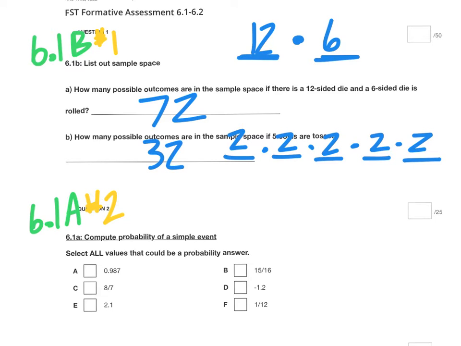Now the next one here says to select all values that could be a probability answers. Couple things you want to remember about probability. Remember, probability is anything between 0 and 1. It can't be negative and it cannot be greater than 1. So A does work because that's just right below 1. C is going to be over 1, that doesn't work. E doesn't work. B will work. This is a fraction, it's less than 1. D doesn't work, but F actually does work. So those are the 3 ones that actually work in here.